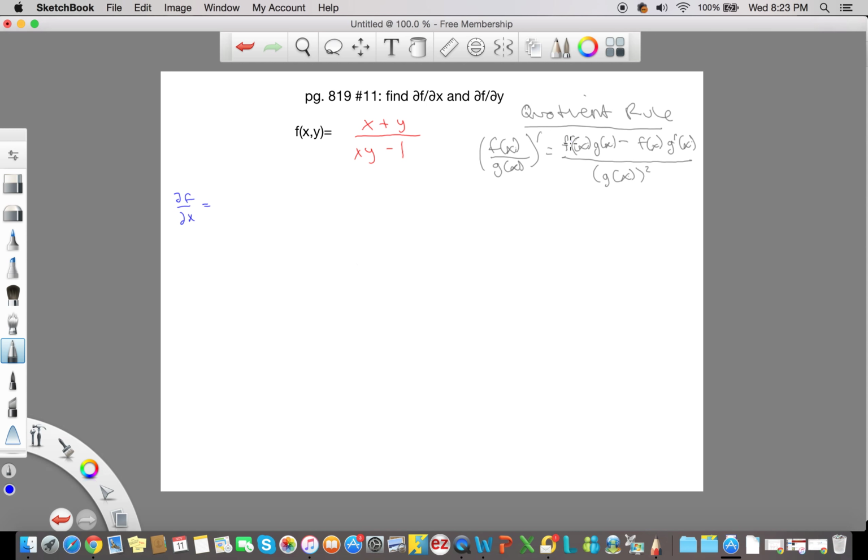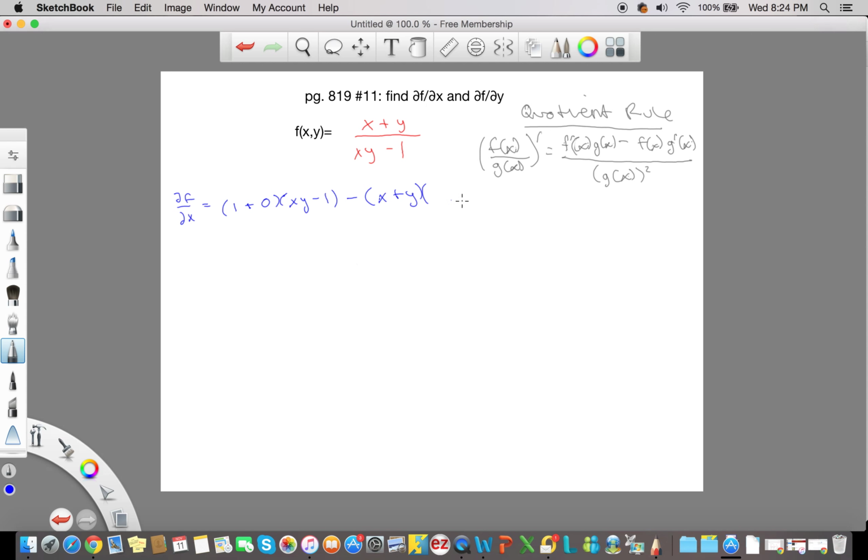So let's look at this. According to the quotient rule, derivative of the first, which is our top here, x plus y, the derivative of that with respect to x, the derivative of x with respect to x is just 1. The derivative of y with respect to x is 0. So plus 0. Y is considered a constant when we're differentiating with respect to x, so it goes to 0. So that's the derivative of the first times the second. That's going to be our xy minus 1.